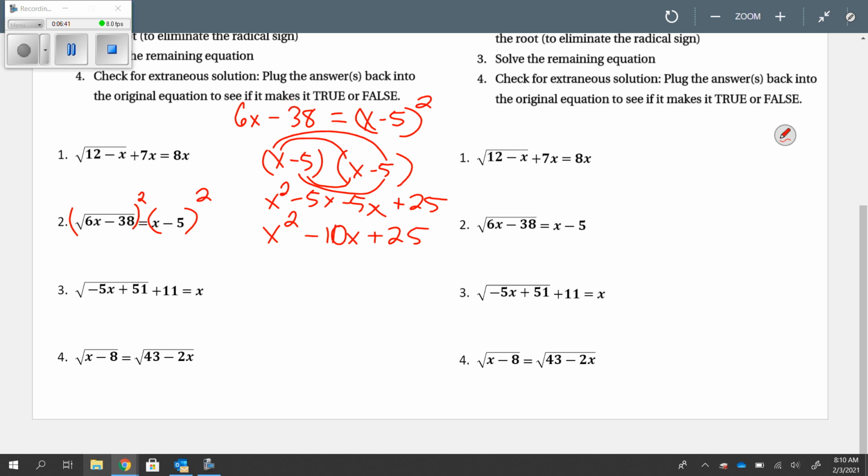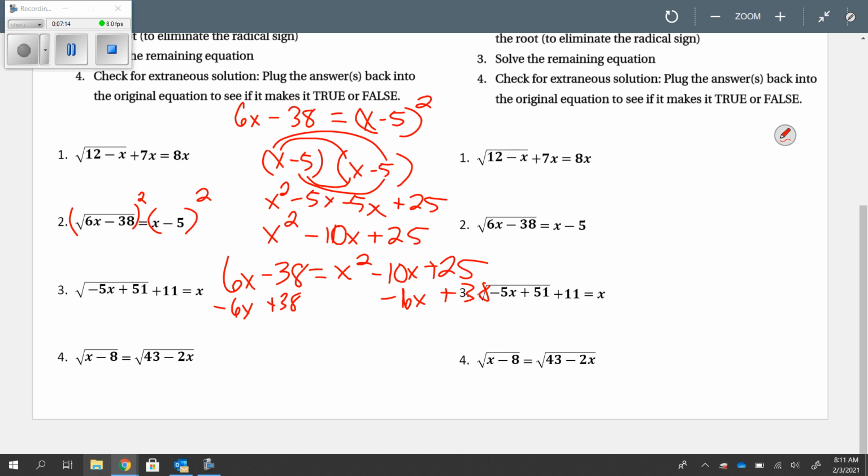So now, 6x minus 38 equals x squared minus 10x plus 25. Okay, life is good here. We know what to do. We're just going to move everything over and then factor it out. So minus 6x, minus 6x. All right. Also plus 38, plus 38.